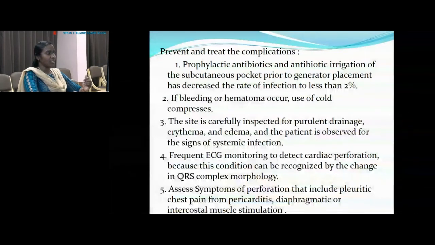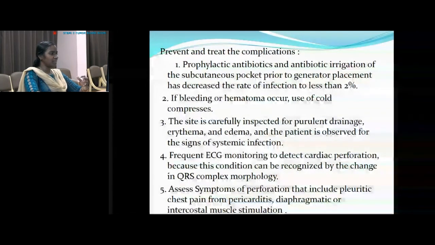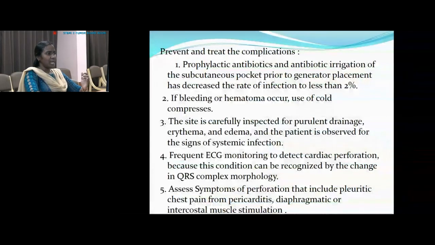So prophylactic antibiotics must be given to the patient, and antibiotic irrigation of the subcutaneous pocket prior to the generator placement has decreased the rate of infection to less than 2%, because local infection or sometimes systemic infection also can be possible if the pacemaker implantation process is not followed by proper aseptic technique. So to avoid complications, use antibiotic irrigation of the subcutaneous pocket prior to the generator placement.